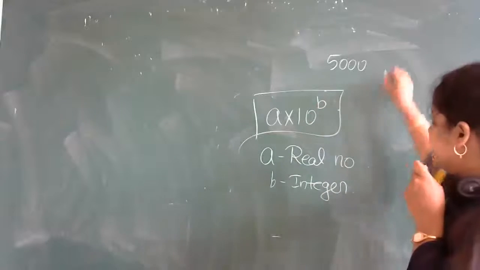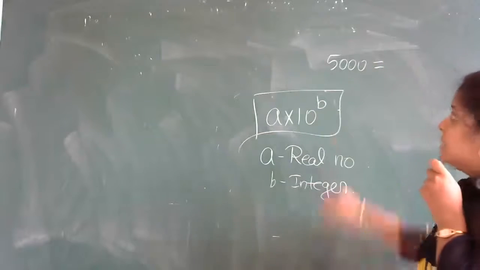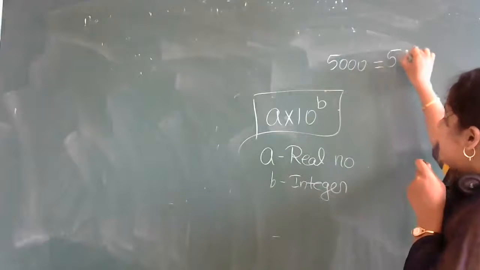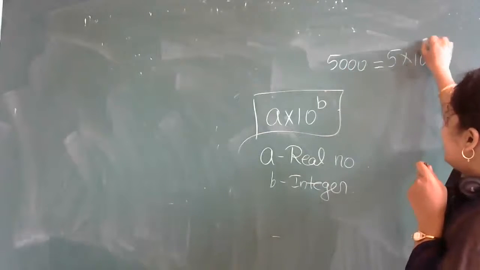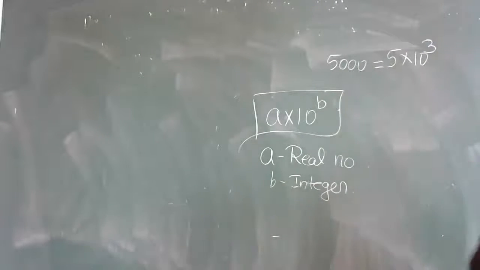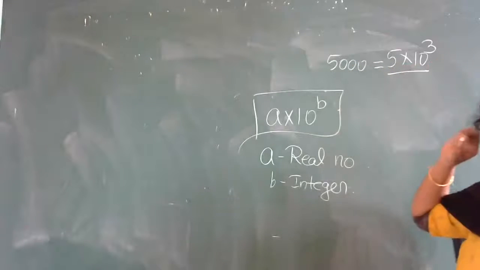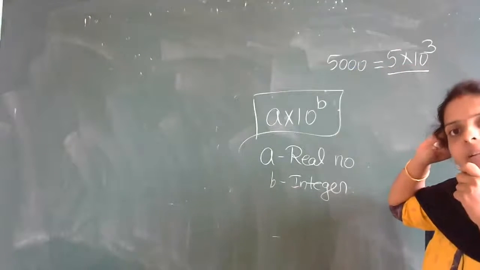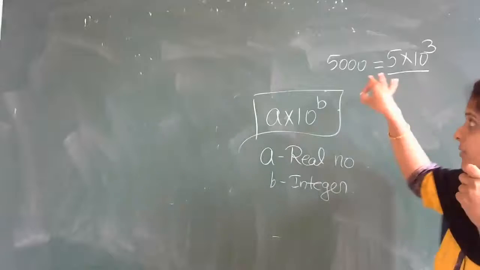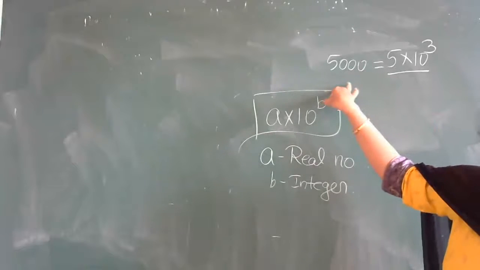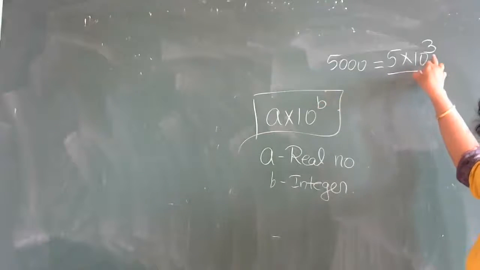Now you just see how I'll write this. This can be expressed as 5 into 10 to the power 3. The number is expressed as 5 into 10 to the power 3. So this is called scientific notation. Whatever numbers are there, you are expressing in the form of 10 to the power.